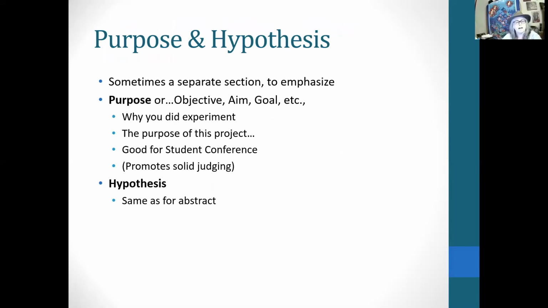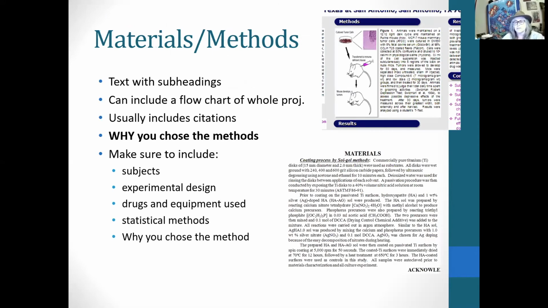All right, there's a purpose and hypothesis. Again, purpose, why you're doing it. Hypothesis, it's the same as for the abstract, and we talked about those a little bit. Materials and methods. Usually it's text with subheadings. You could do a flow. Again, if you're doing the giant, here's my whole project, you could have a little flow chart, and then your methods down below.